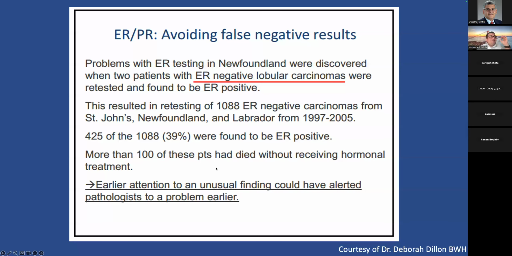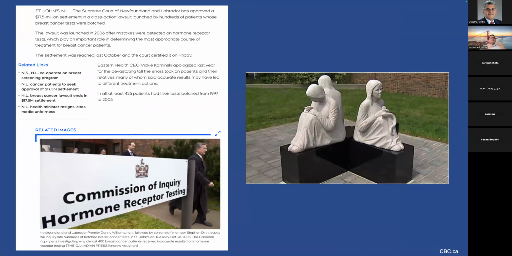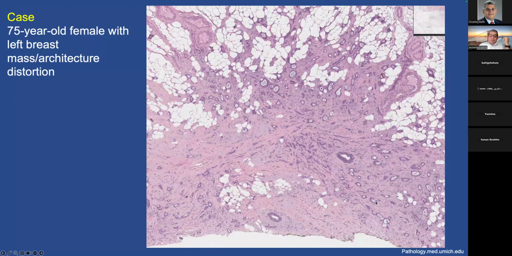Of those patients, 100 died without receiving endocrine therapy. That led to a lawsuit, and this is because there were so many patients. Endocrine therapy is an effective treatment, and there was a settlement, and this statue commemorates this woman who died without getting treatment. And why is that important?